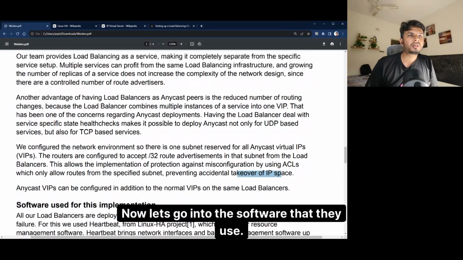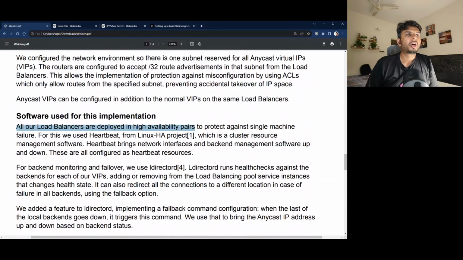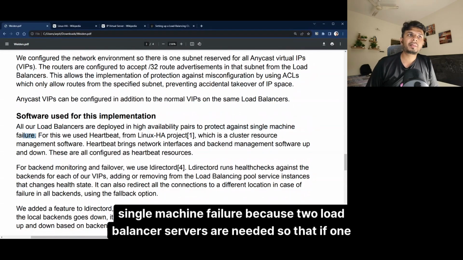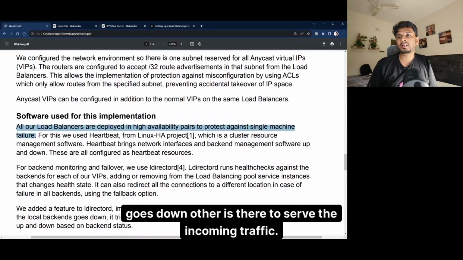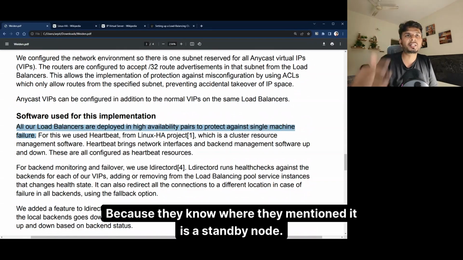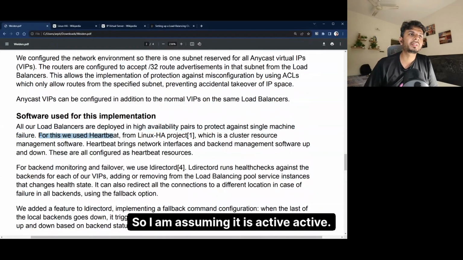Now, let's go into the software that they use. A little more practical here. All the load balancers are deployed in high availability pairs. We saw that to protect against single machine failure, because two load balancer servers are needed so that if one goes down, the other is there to serve the incoming traffic. Not a standby node, but literally both active, because they mentioned it's a standby node. They said it's there. So I'm assuming it's active.